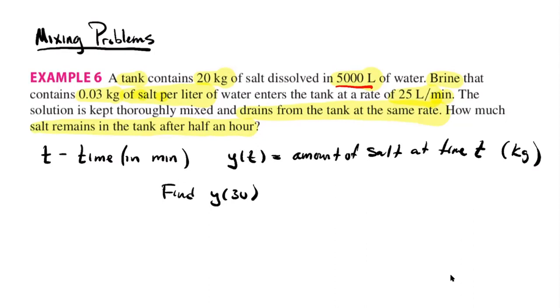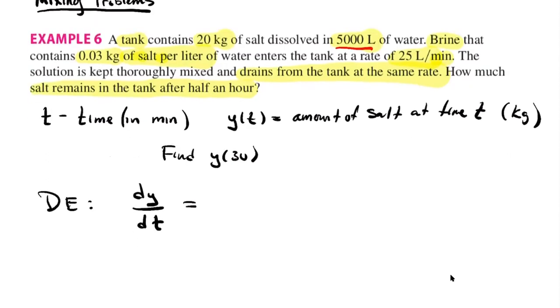So here's the basic idea of a mixing problem. The differential equation, the change in the amount of salt with respect to time: there are two reasons the salt is changing. There's salt coming in, because we have 0.3 kilograms of salt per liter, and it's coming in at 25 liters a minute, and there's salt going out.